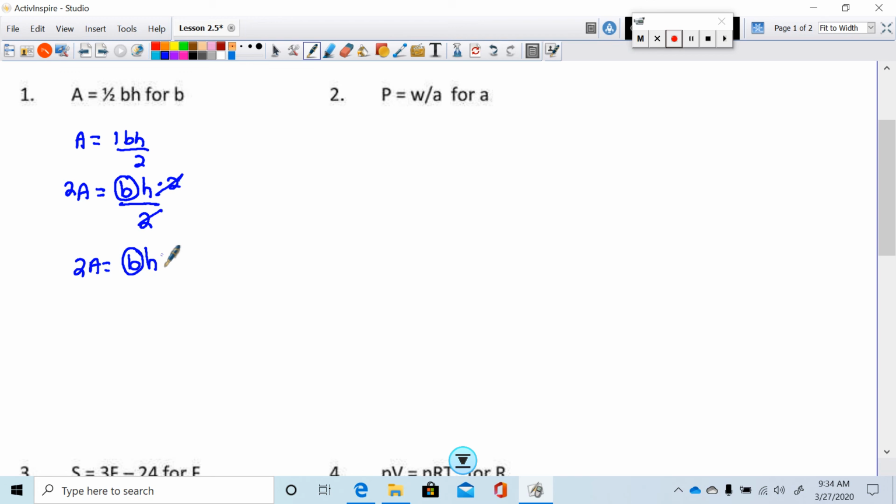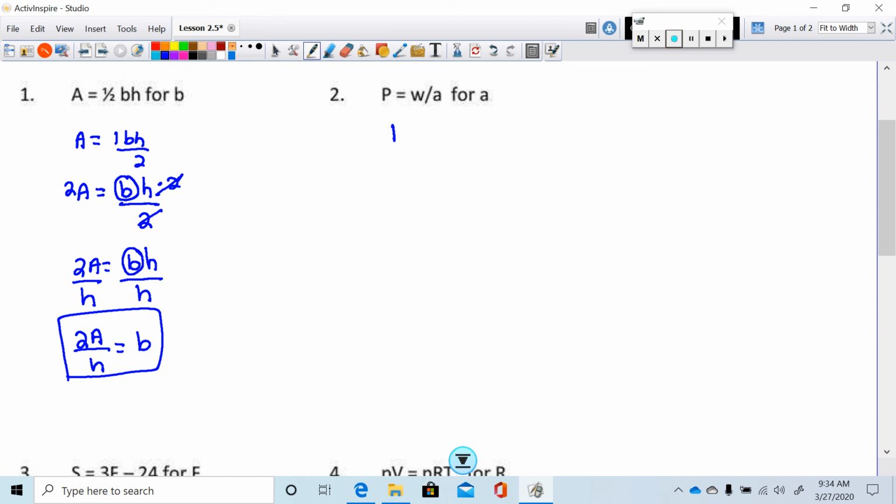Now this is b times h, so the opposite of times is divide. So I'm going to divide by whatever's not circled. So divide by h on both sides. So 2a over h, now b is by itself, and we're finished.